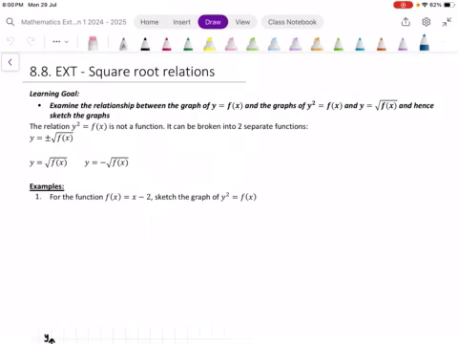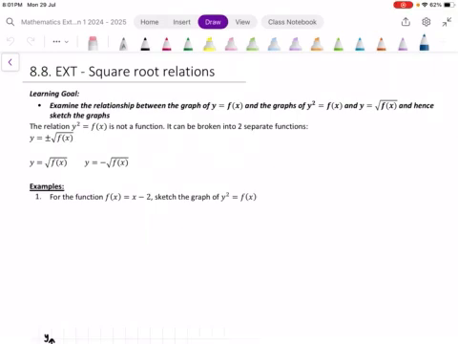So the relation y squared equals f(x) is not a function. It can be broken into two separate functions, y equals plus or minus the square root of f(x), by taking the square root of both sides. This then gives us the two functions, y equals the square root of f(x) and y equals the negative square root of f(x). Each of these are functions by themselves, but together they are a relation.